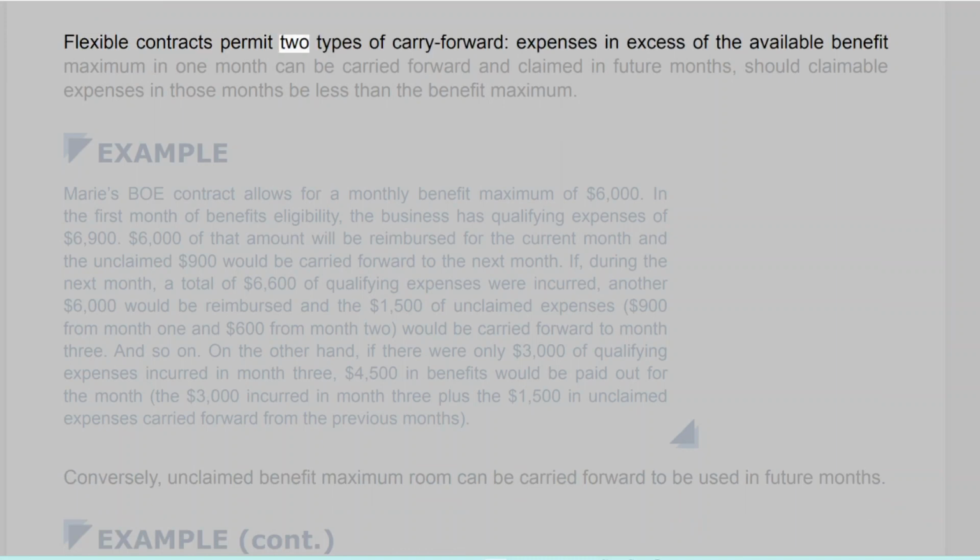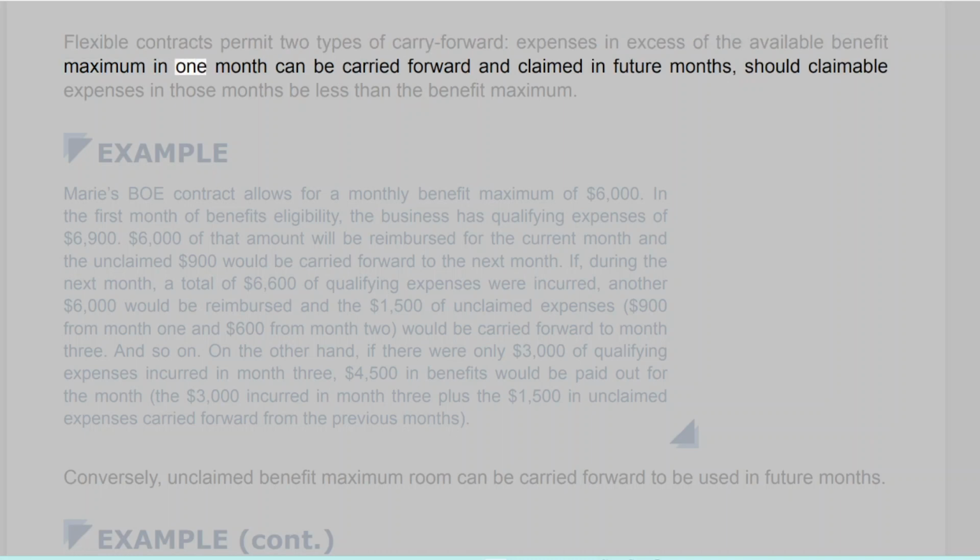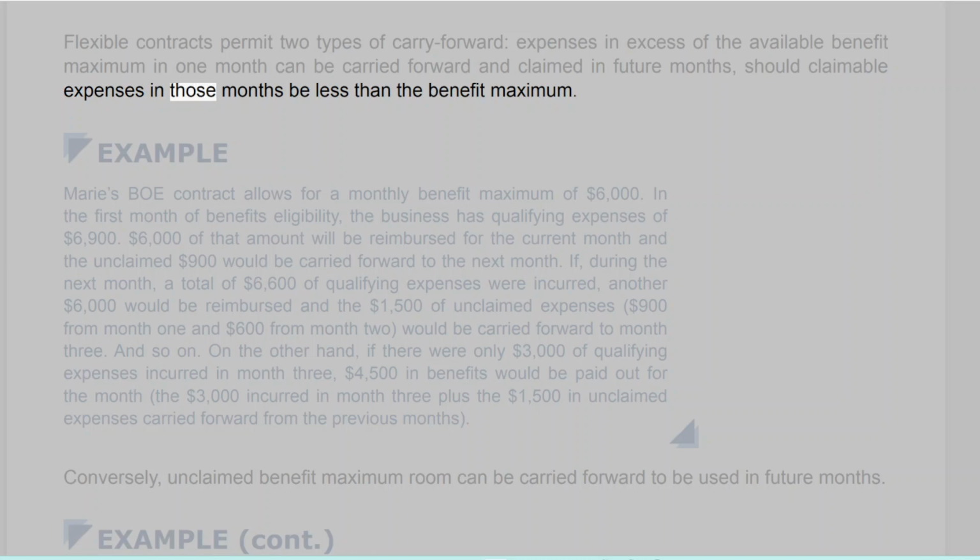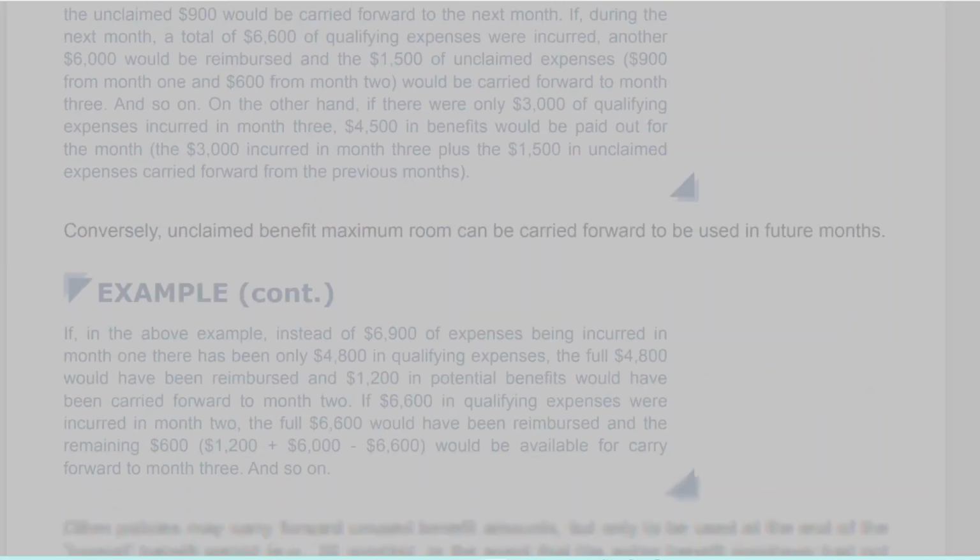Flexible contracts permit two types of carry forward. Expenses in excess of the available benefit maximum in one month can be carried forward and claimed in future months, should claimable expenses in those months be less than the benefit maximum.